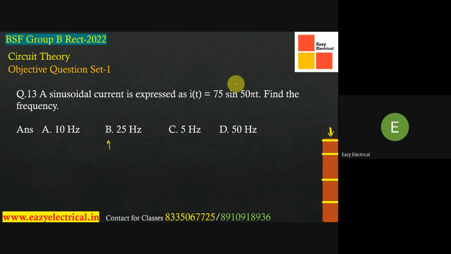So we all know that it is basically Im into sine of omega t. We all know that omega is 2 pi into f. So f is nothing but omega by 2 pi. Now what is omega given here? 50 pi. It is 50 pi divided by 2 pi, that means 25. So 25 is the correct answer. Right or not?